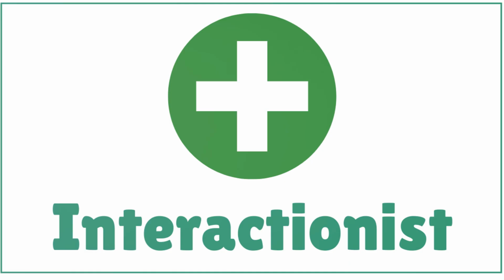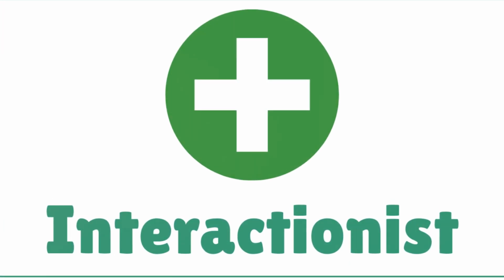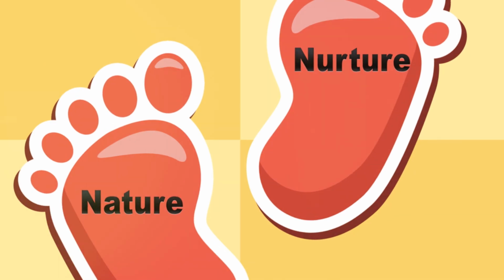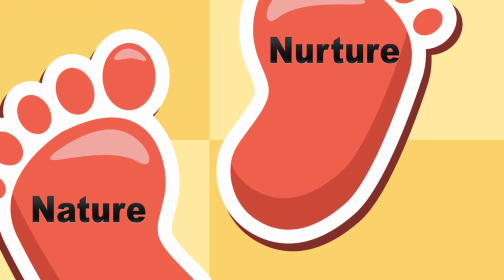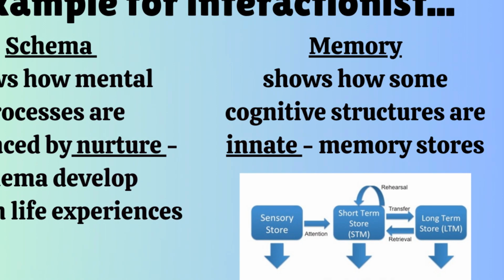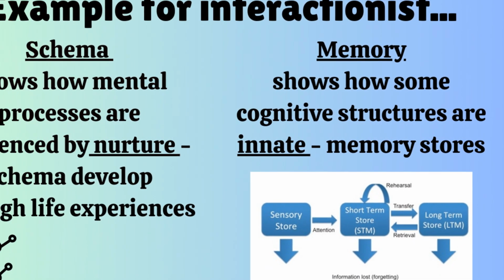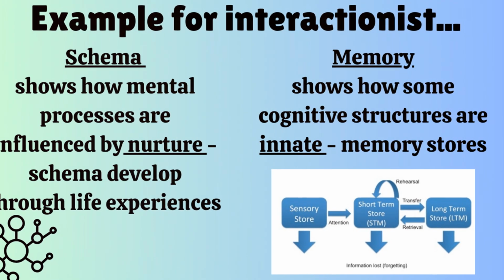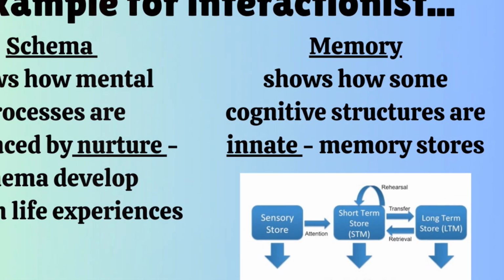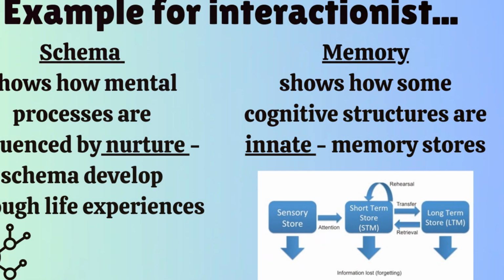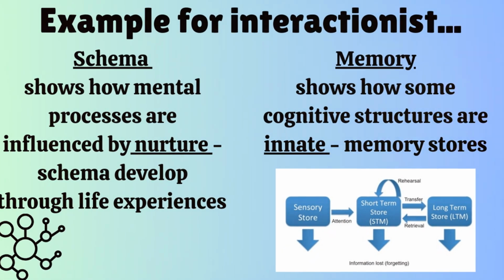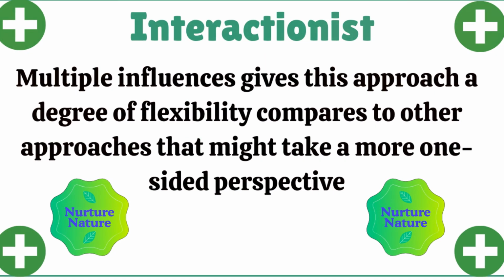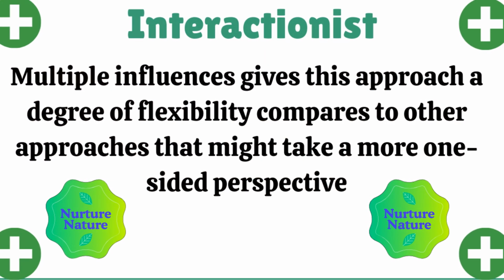Another strength of the cognitive approach is that it can be seen as interactionist, recognizing that mental processes are influenced by both nature and nurture. For example, the concept of schemas shows how mental processes are influenced by nurture, since schema development is shaped by our life experiences. But there is also evidence that some cognitive structures may be innate, like memory stores. This ability to incorporate multiple influences gives the approach a degree of flexibility compared to other approaches that might take a more one-sided perspective.